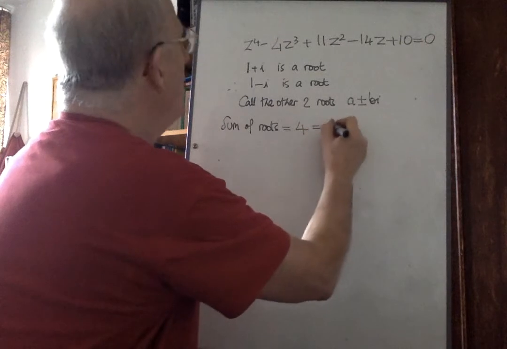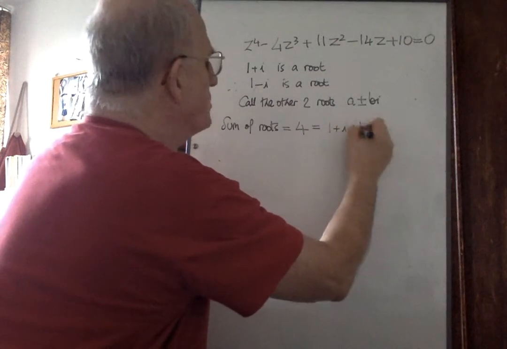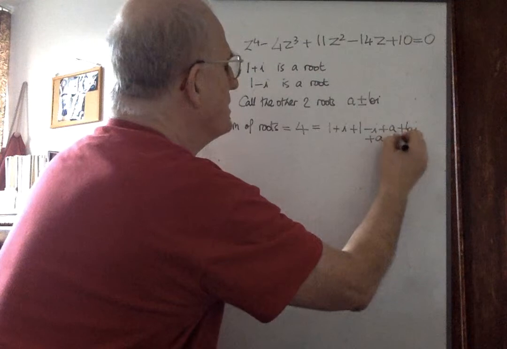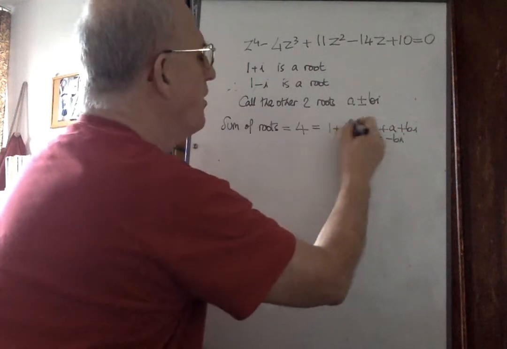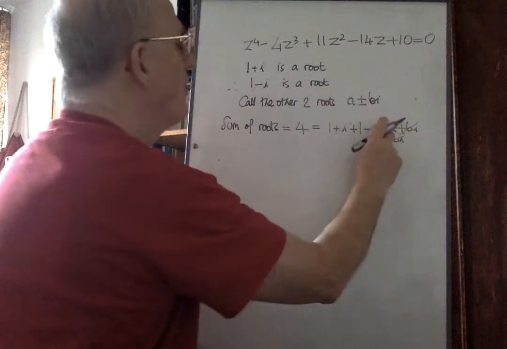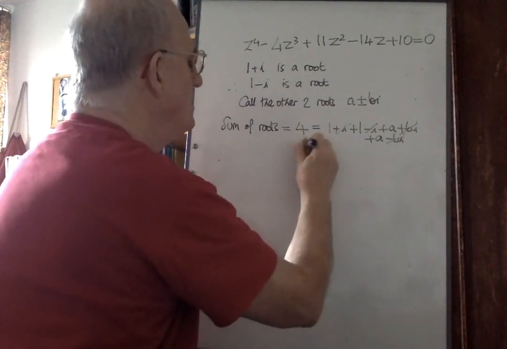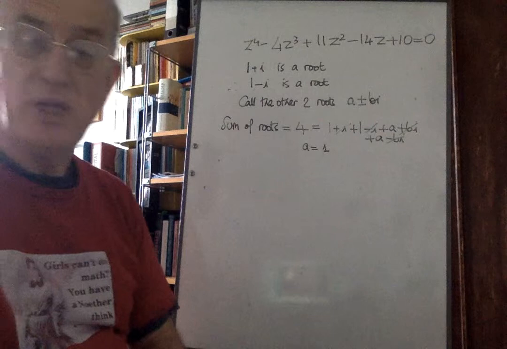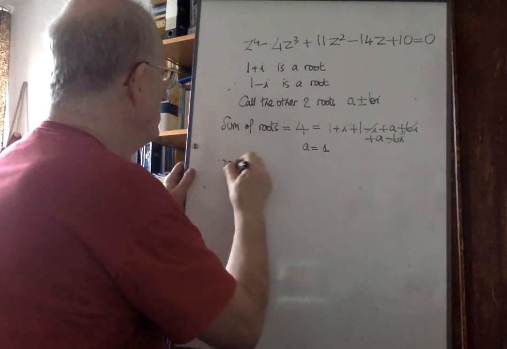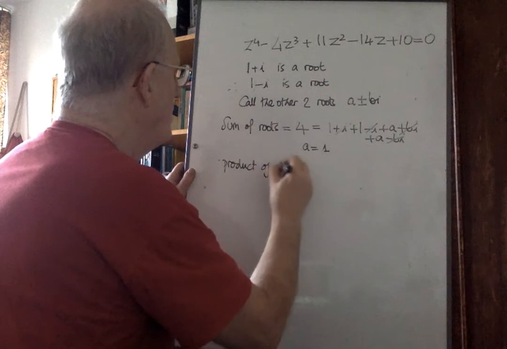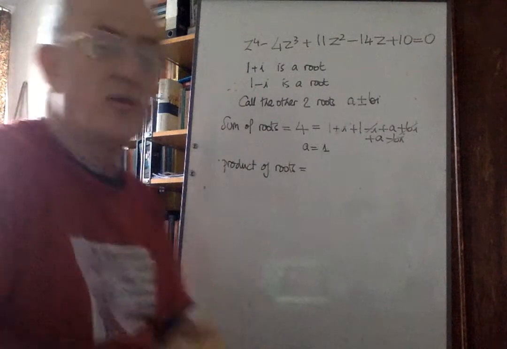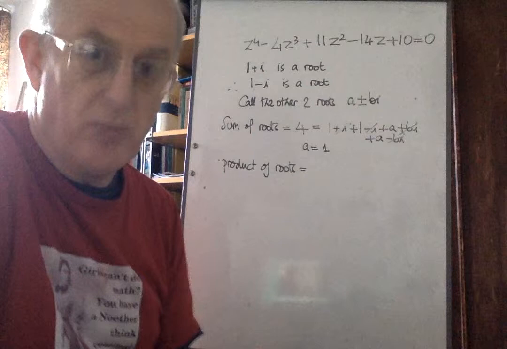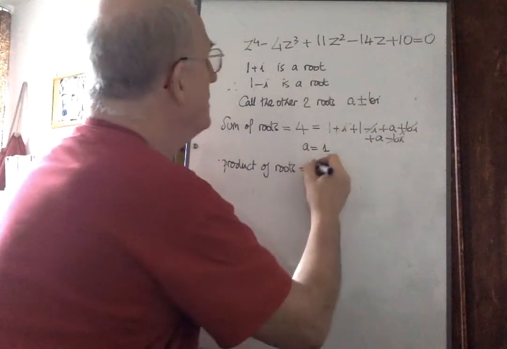Sum of the roots is 4, and that's 1 plus i plus 1 minus i plus a plus bi plus a minus bi. Looks complicated, but a lot of it cancels out. So you've got 2a plus 2 equals 4, so a equals 1. To find b, we use the product of the roots. The product of the roots is plus the constant term, because it's a quartic, plus, not minus, as it would be for the cubic, so it's plus 10.